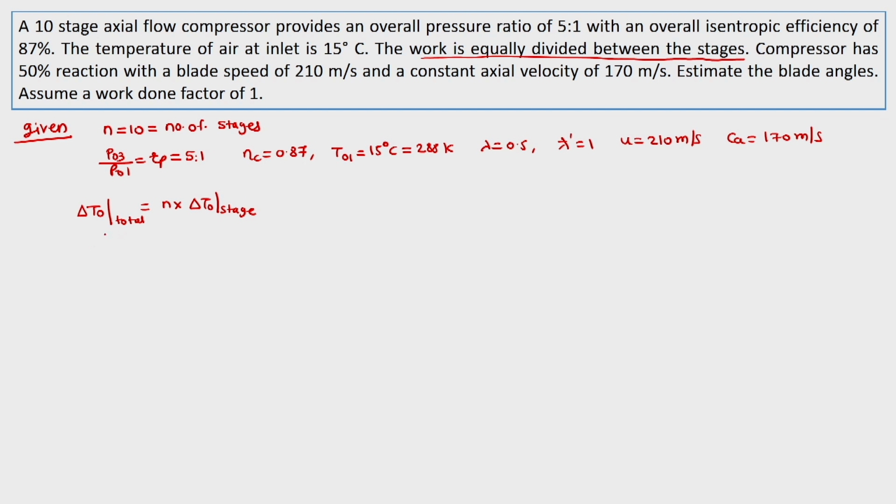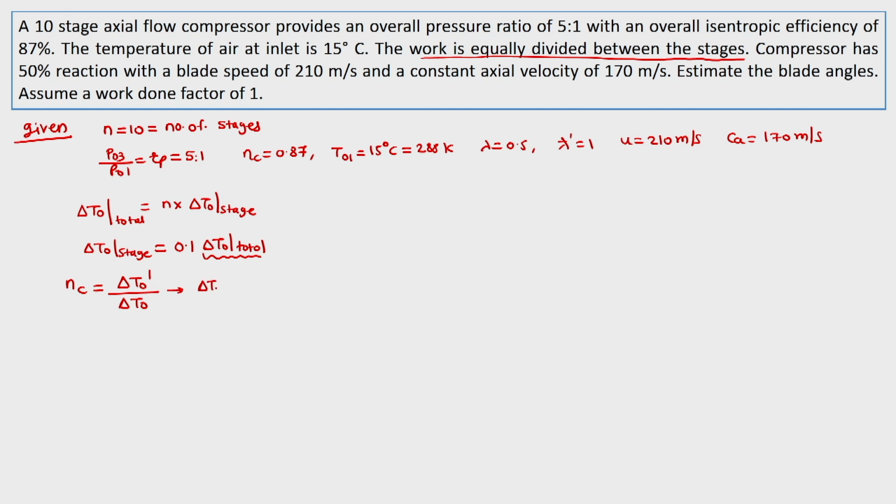So we can say that temperature rise in one stage is equal to 0.1 into delta T naught total, since there are 10 number of stages. We know the compressor efficiency, so we can find out the total temperature rise. So we know compressor efficiency is equal to delta T naught ideal divided by delta T naught actual.